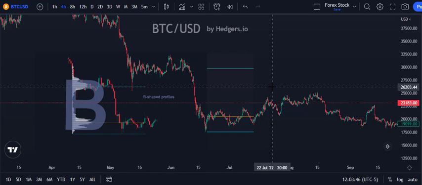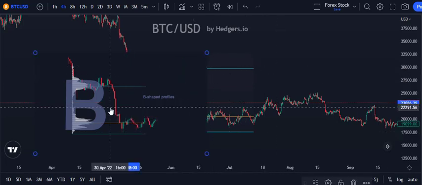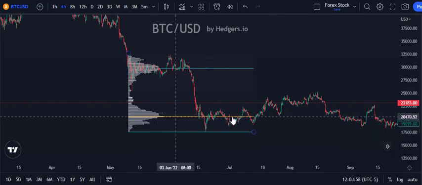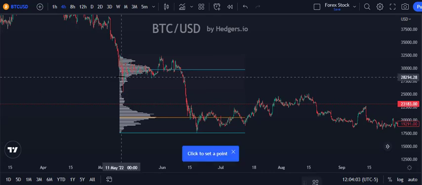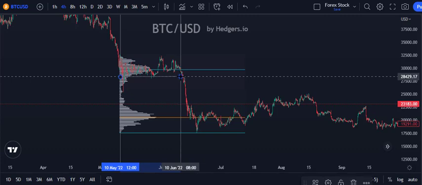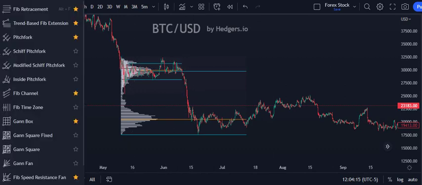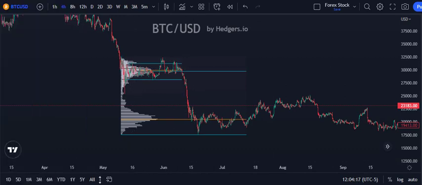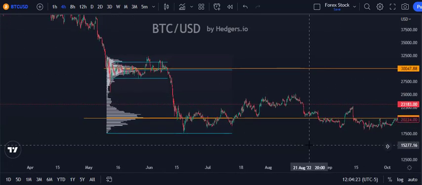Yeah, it is important to note which point of control is more dominant. Usually we have two points of control in the B profile. First is here, second is here. This is the value area high. But if you remember, when we discussed the D shape profile on this range, we have the two points of control, one here, second here. So now you need to understand which one is more dominant.